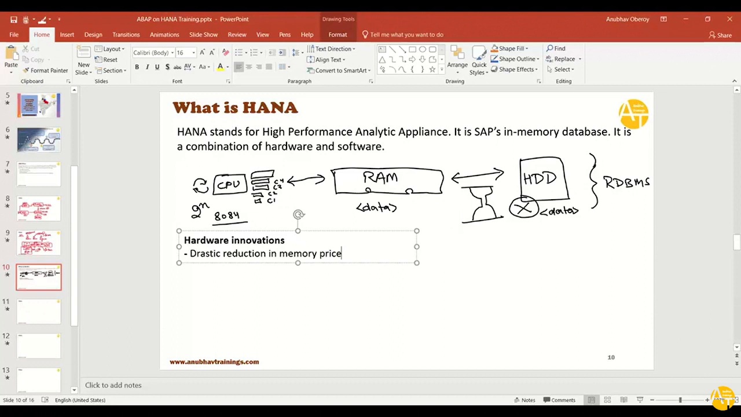So you all have experienced this. There is a drastic reduction in memory prices over a period of time. And this is the major factor for companies like SAP to come up with a concept and a design where it is possible to keep all the data in the RAM itself. And it is also affordable for companies to use such a system. Then the second innovation which happened in the hardware industry was multi-core CPUs.